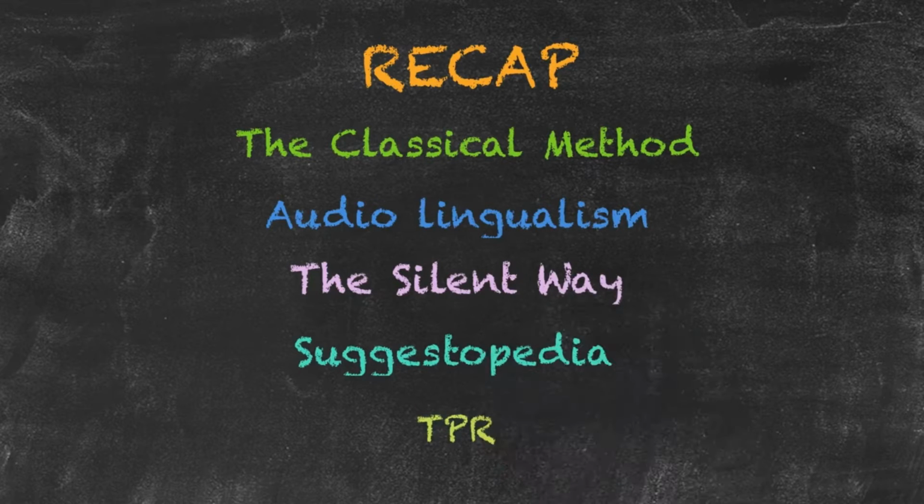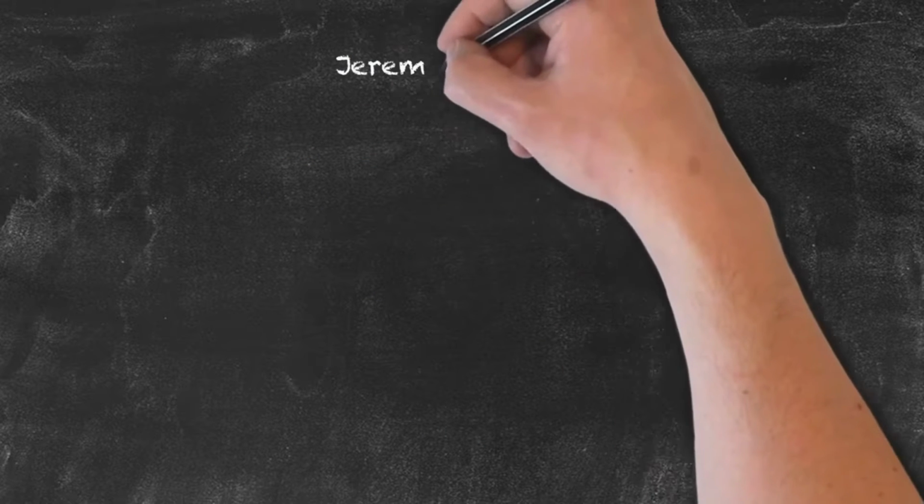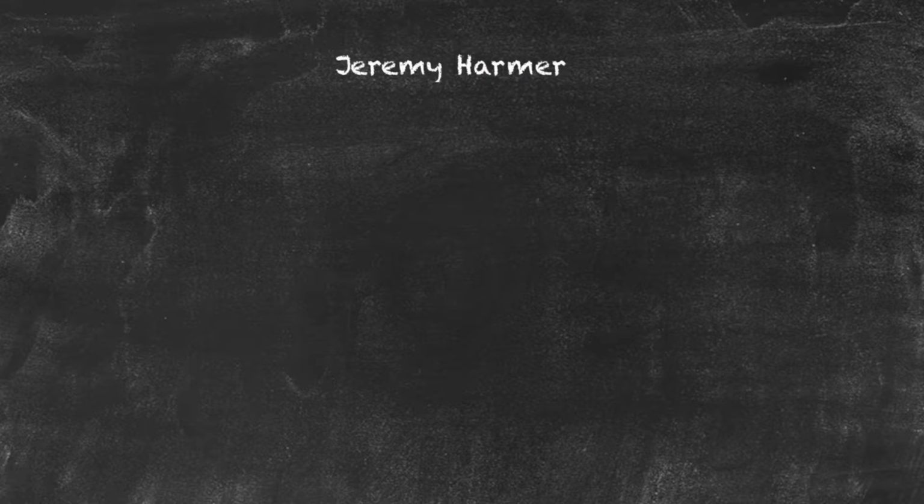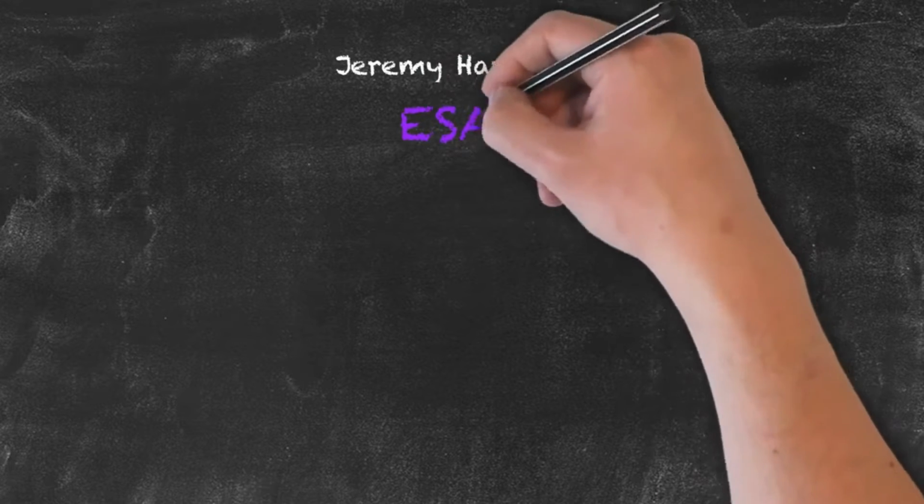Each of these showing a development as knowledge about learning increased, and each of these takes a different starting point on our initial spectrum. Our final methodology is credited to Jeremy Harmer, and it's known by the letters ESA.